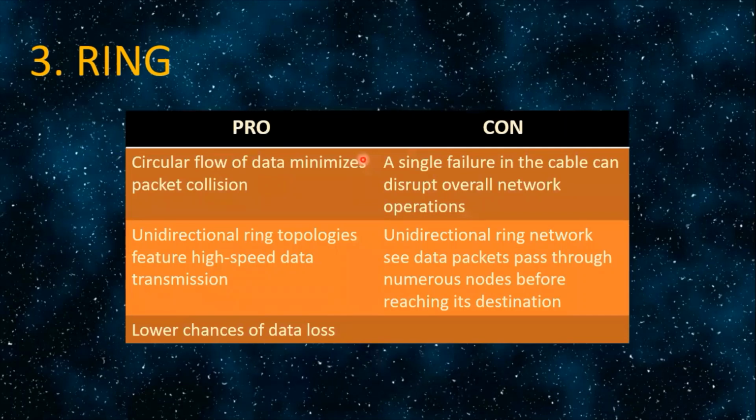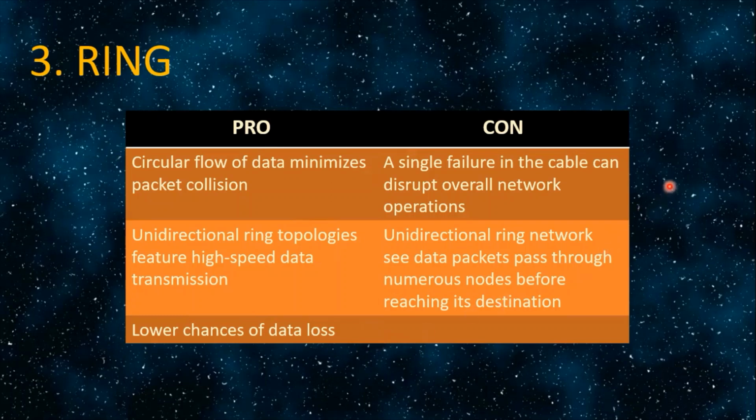The pros of the ring topology is that you have circular flow of data that minimizes packet collision. Unidirectional ring topologies feature high-speed data transmission, and you have lower chances of data loss.